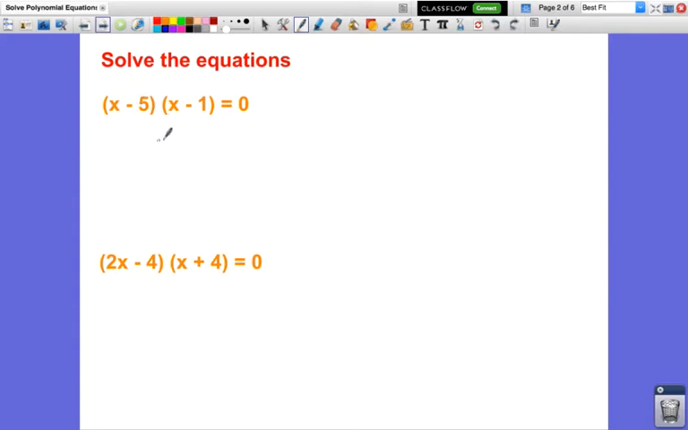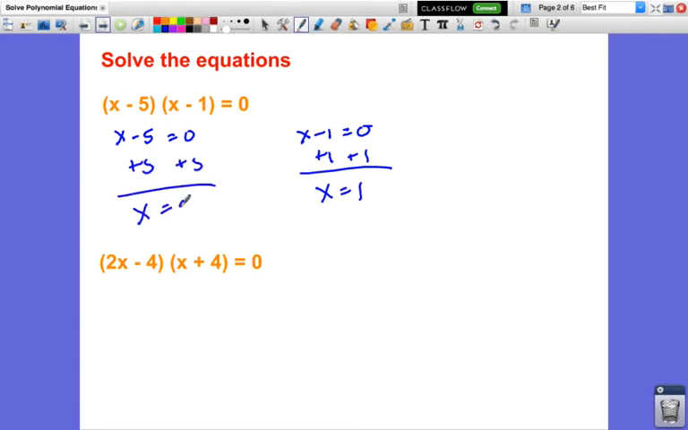I have x minus 5 times x minus 1 equals 0, and I want to solve for x. I'm going to set up two separate problems: x minus 5 equals 0 and x minus 1 equals 0. I add 1 to both sides, so x equals 1. Add 5 to both sides, and x equals 5. So here are my two solutions, x equals 5 and x equals 1.